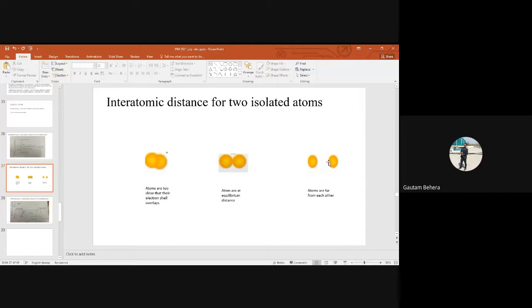So in this condition, there will be no force initially, but when they come closer, attractive force will be there, and finally they will reach a particular distance called the equilibrium distance, where the net force acting on the system will be 0, right? But the moment they are very close to one another, this is the condition when electron shells overlap, then there will be a strong repulsive force. I'll explain further in this slide.